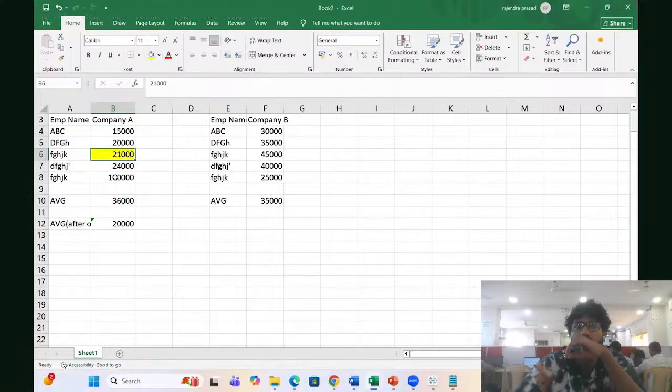Let's say the extreme value changed from 1 lakh to 2 lakhs. Even then, what is your average salary? 21,000. Let's say this fellow's salary is 3 lakhs. Even then, is it affected? No. So that is the speciality of the median. When you see outliers in the data, then you can go by using the median. Clear? This is about when you have an odd number of values.